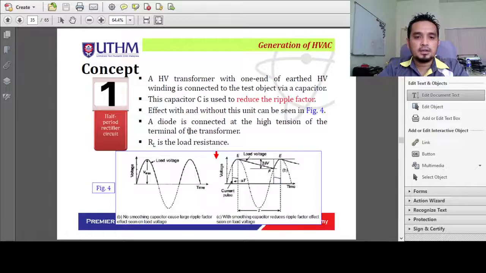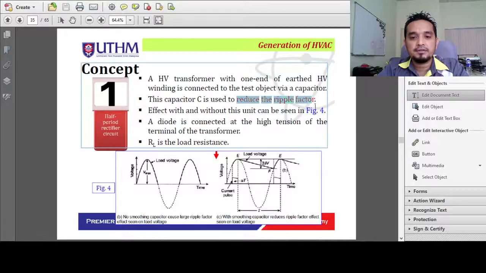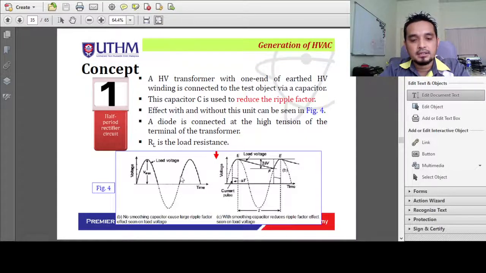Okay, this is the explanation. The smoothing capacitor is to reduce the ripple factor here. And then these are the output waveforms. No smoothing capacitor causes a large ripple factor as seen on the load. Okay, we have the diode rectifier, and then we have the sine cycle. Since we have the diode, it will not conduct in this one. And then we'll have the third cycle. The fourth will not conduct because of the diode. And hence will give us these values.